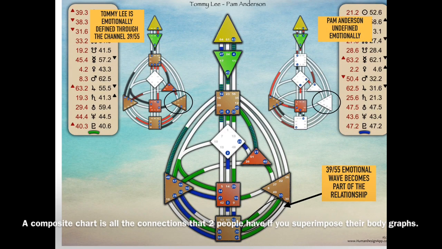Powerful interactions can also happen when there's a combination of someone who's open and someone who's defined. Here is a composite chart of Tommy Lee and Pamela Anderson, a couple who had a famous, tumultuous relationship. Tommy Lee has the individual wave 39-55 defined, meaning he can have extreme highs and extreme lows. Because of the amplification of the energy that I just talked about, someone like Pamela Anderson who's open can absorb the emotional energy from Tommy Lee, amplify it, and volley it back with a force that is 10 times the intensity of what was sent her way.